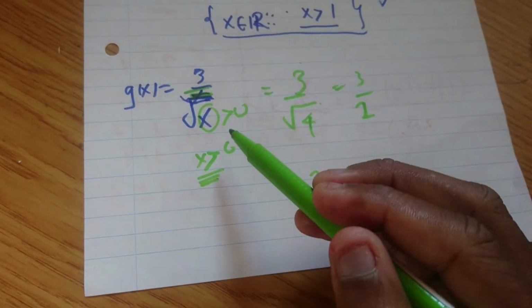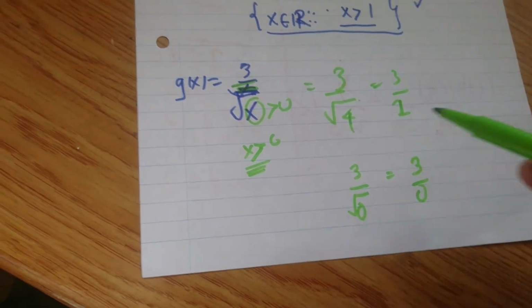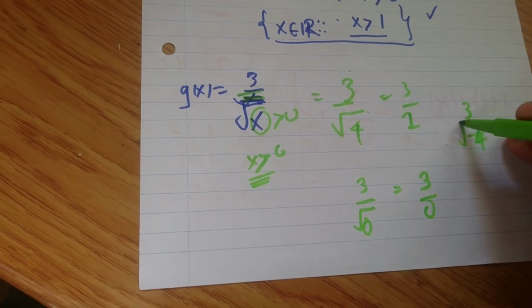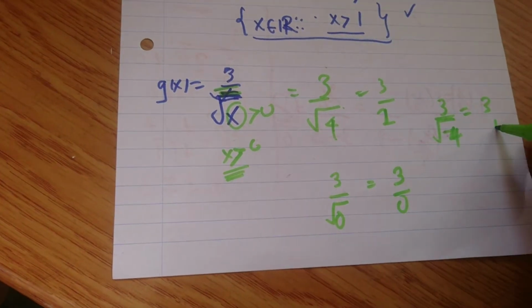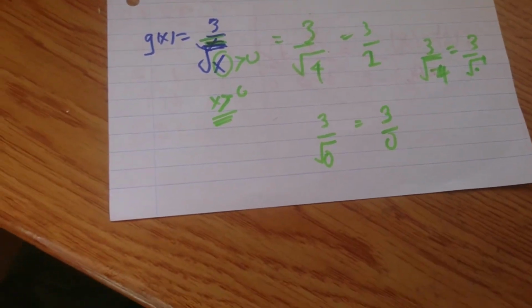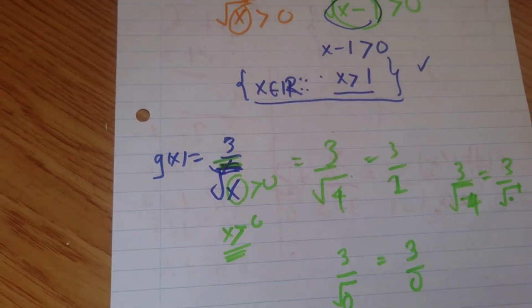Okay, let's take a number which is less than 0, because it must be greater than 0. Let's say negative 1, which is less than 0. So we say 3 over the square root of negative 1, or negative 4. What happened? It's not going to work because you cannot take the square root of a negative number. So it's undefined.